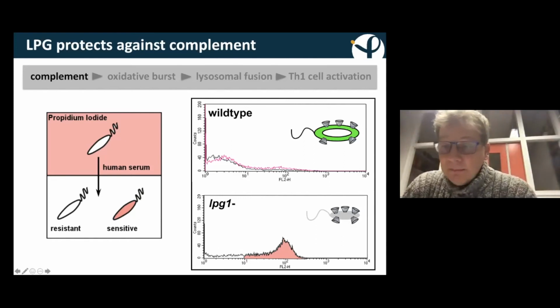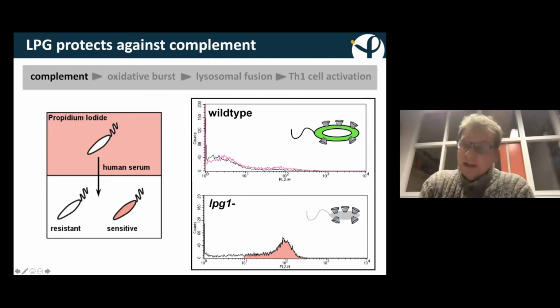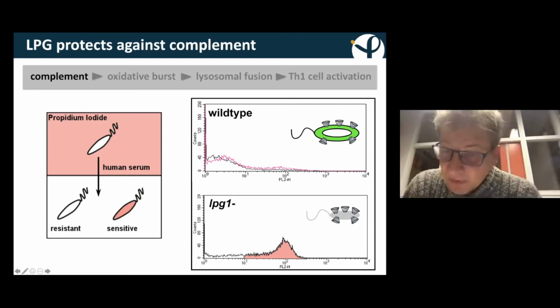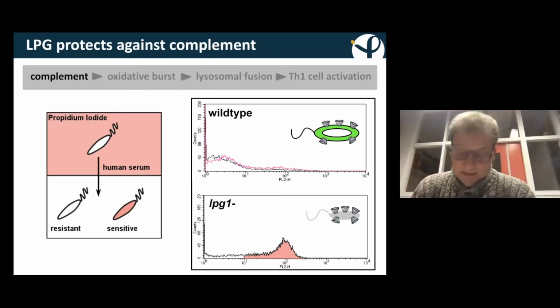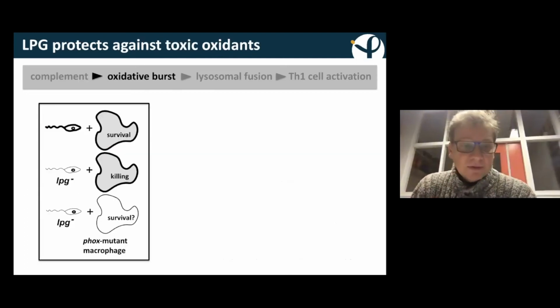In the wild type, nothing happens because there's the sugar coat. And so these tunnels, they cannot really reach down to the plasma membrane. Whereas in the naked parasite, the tunnels reach the plasma membrane and poke holes that kills the parasite. So that was the first.